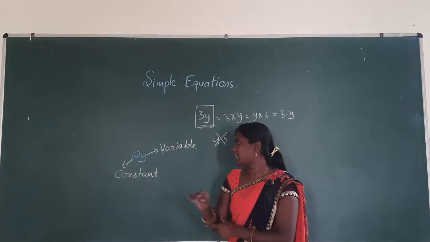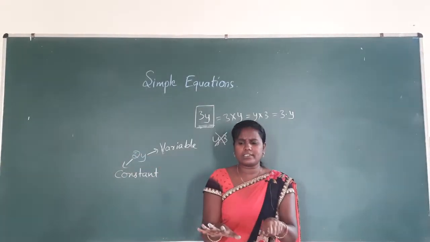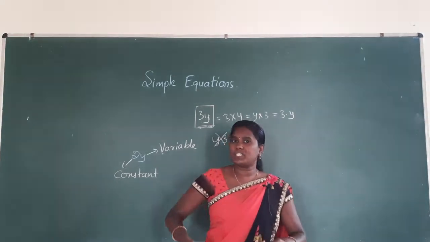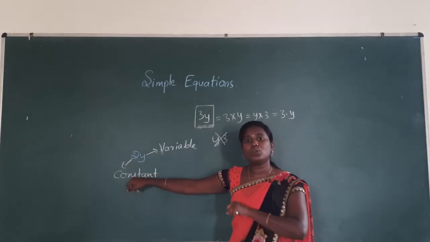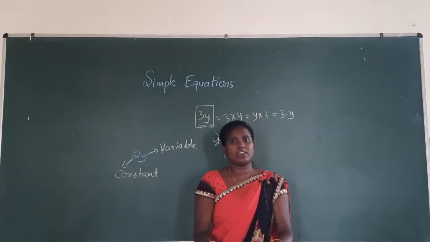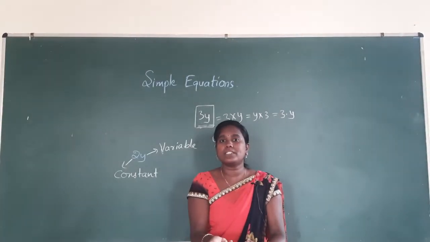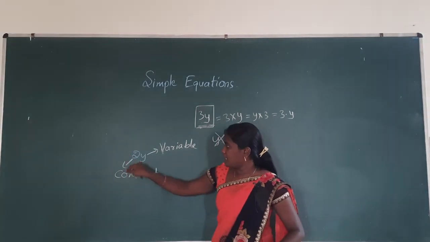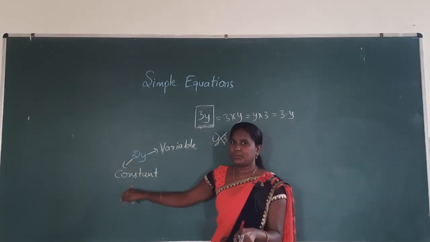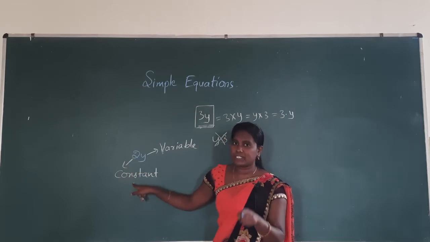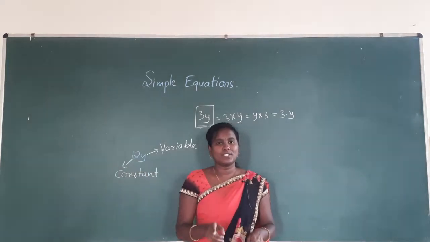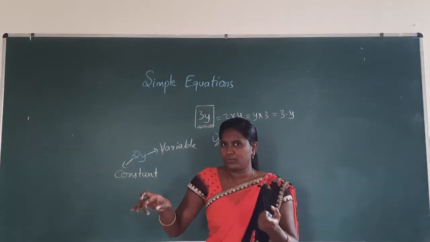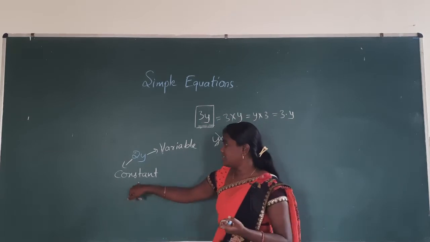Of course you will say 2 is a constant. Constant means sthiravagirod, fixed. 2 cannot be changed. The value is not going to be changed. 2 is 2 only. 2 is not equal to minus 2 or 100. 2 is 2 only. So it is a number that has a fixed value. A number that has a fixed value is called a constant.